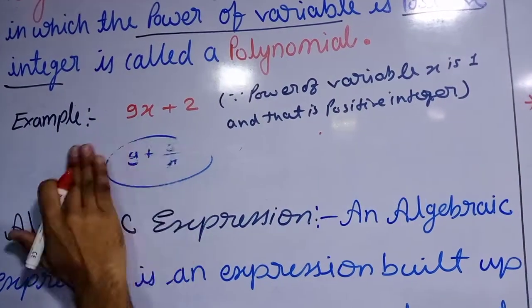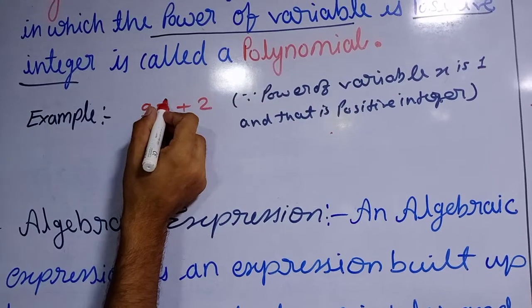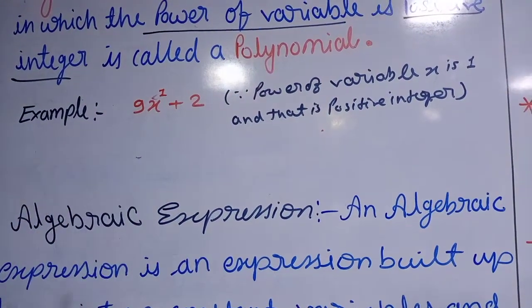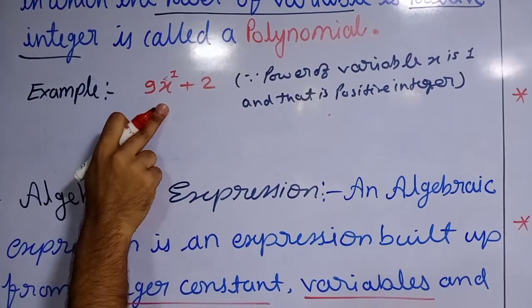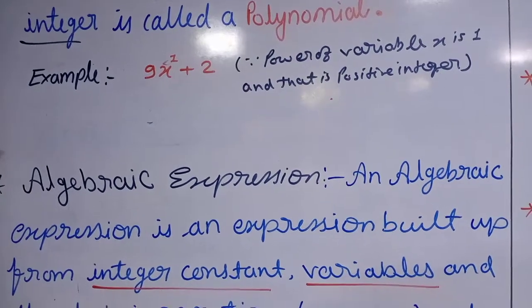So in this way we should remember, whenever the index of a variable is positive, that is called a polynomial. If there is no index, no power written, that means 1. So we come to know what a polynomial is.